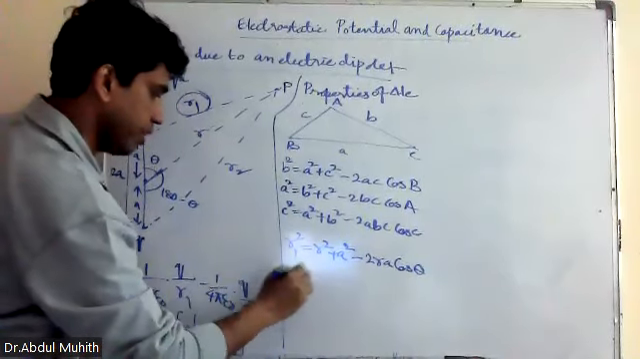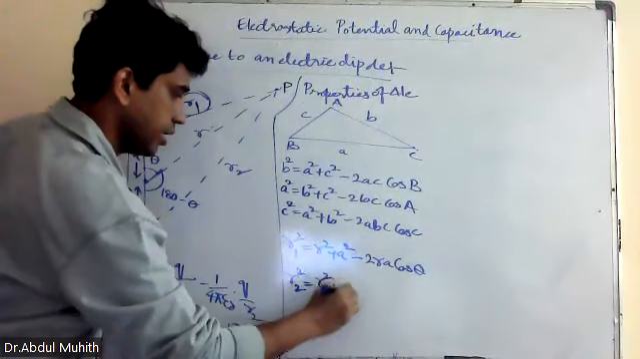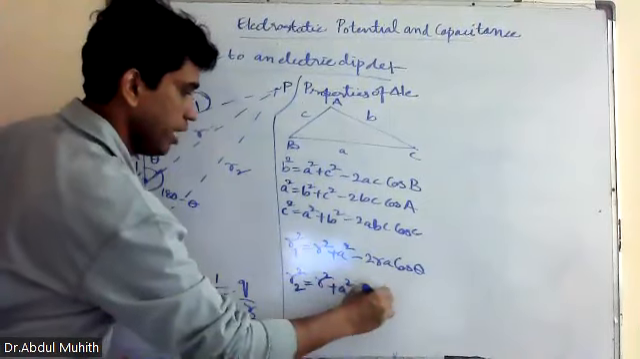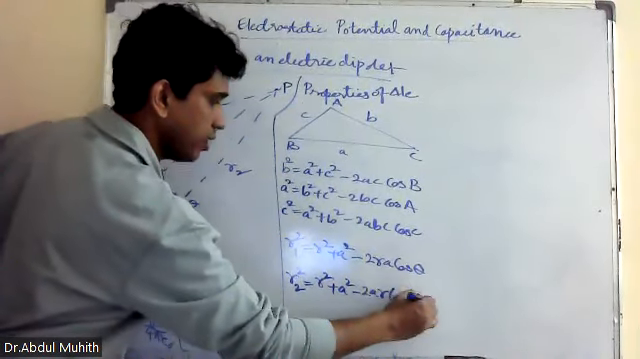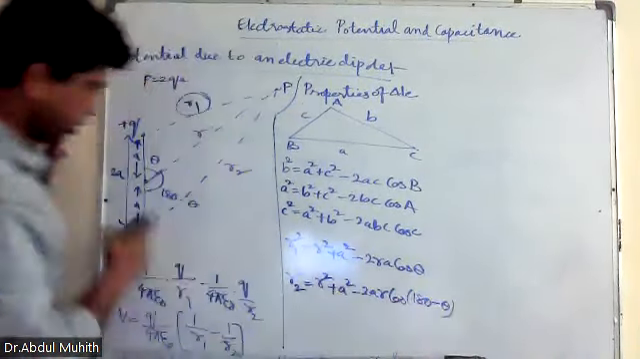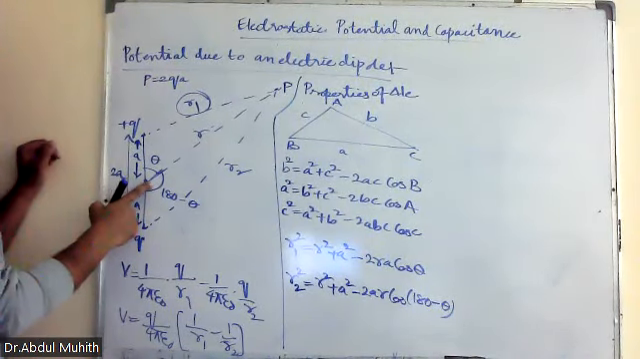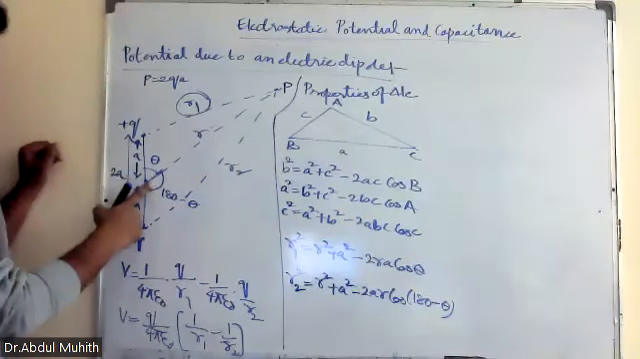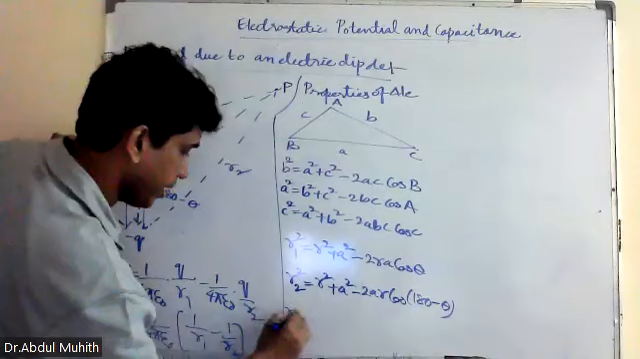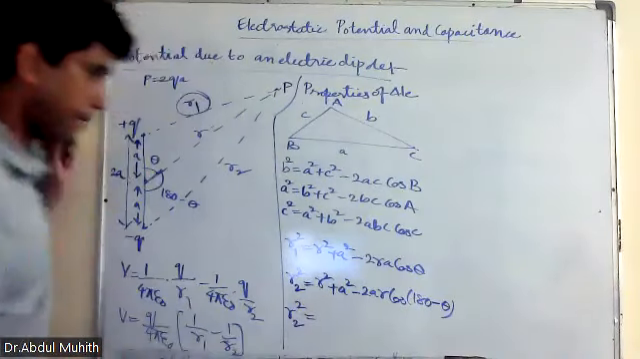Similarly, R2 square is equal to what? R square plus A square minus 2AR cos, and the remaining angle is what? 180 minus theta, is it not? Here, for this angle, how much? 180 degrees, is it not? 180 minus theta. Is it clear? Yes, sir. Okay, now we will write R2 square. Sir, can you explain it once again?